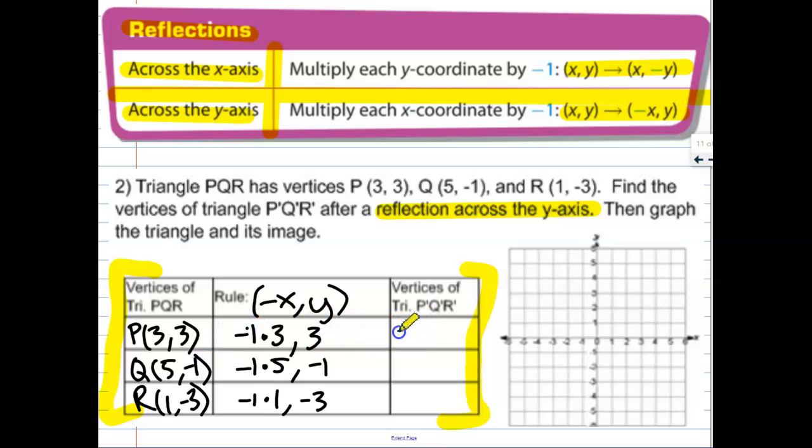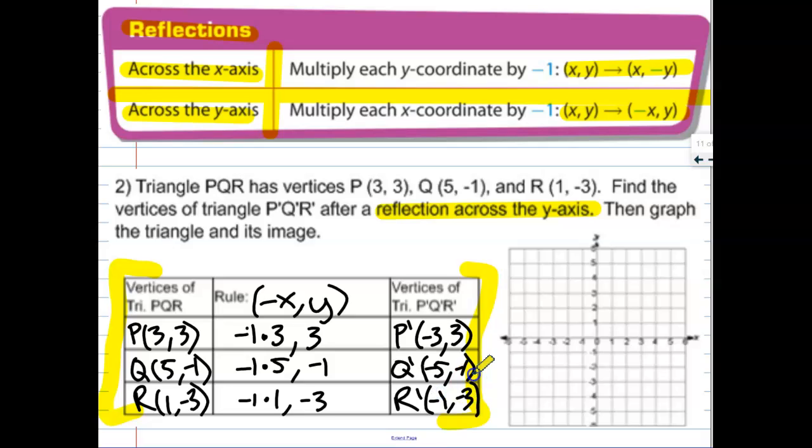So negative 1 times 3 is, well, hold on. I'm going to put my prime down here. P', Q', R'. Okay, so negative 1 times 3 is negative 3, comma 3. Negative 1 times 5 is negative 5, comma negative 1. And for R', it would be negative 1 times 1, which is negative 1. And we leave the y alone, excuse me.